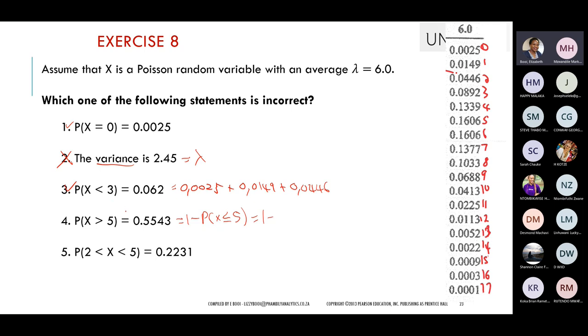We already have the less than 3, which is those ones. So we can just add those values, which are 0.062, which is all of those. And then we just add the next ones, plus 0.0892 plus 0.1339 plus 0.1606.